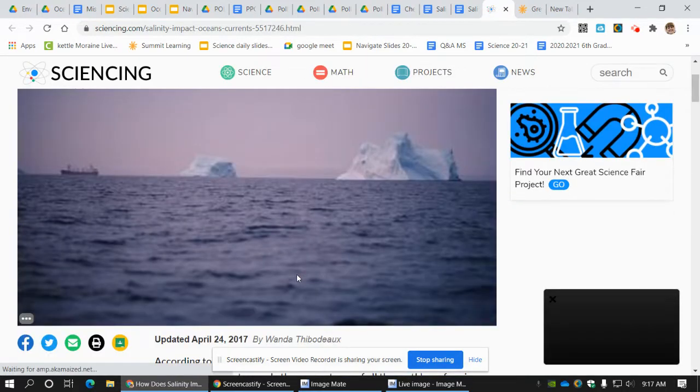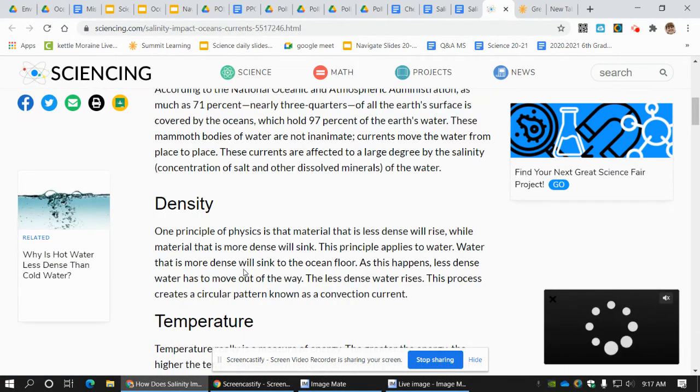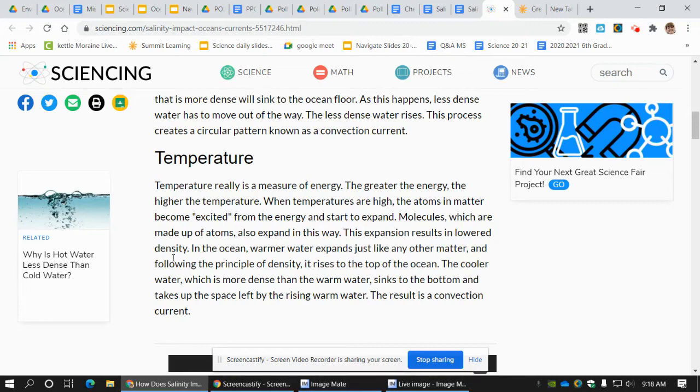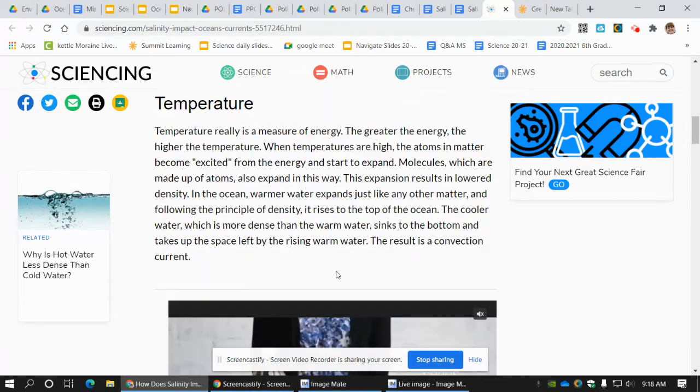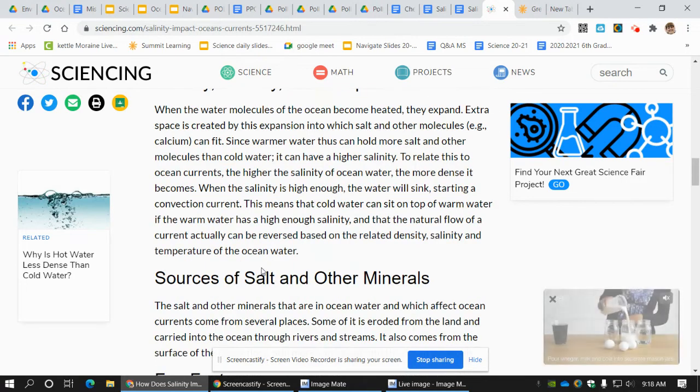And you and a partner or by yourself can read through, and then you notice that, oh, they're starting to talk about density, and they're talking about things that are sinking to the ocean floor. Here's a whole paragraph about temperature, and when temperatures are higher, the atoms become excited. So they're starting to talk about some of the molecules, and you can relate that to, oh, the red water was the hotter temperature, so this is going to be expanding with the molecules. And you continue on and kind of look through and read for answers.